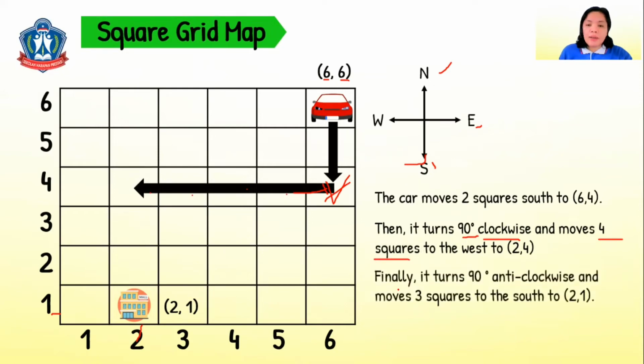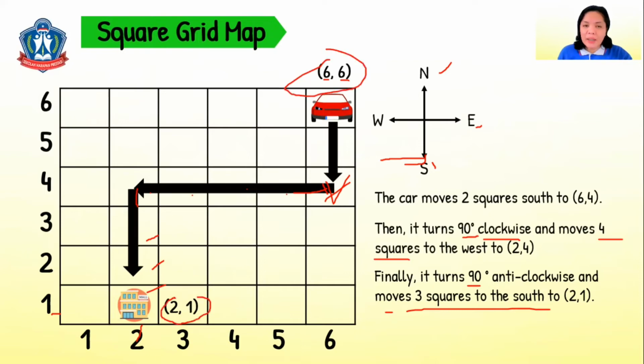The next direction: finally it turns 90 degrees. So if it's already on the west, right? It will turn 90 degrees anti-clockwise. Anti-clockwise is going here. So that is going here and moves 3 squares to the south. So from 1 to 3. Yes, so this is the position of the mall. So this is how the car moves from 6-6 to 2-1. Okay, children?